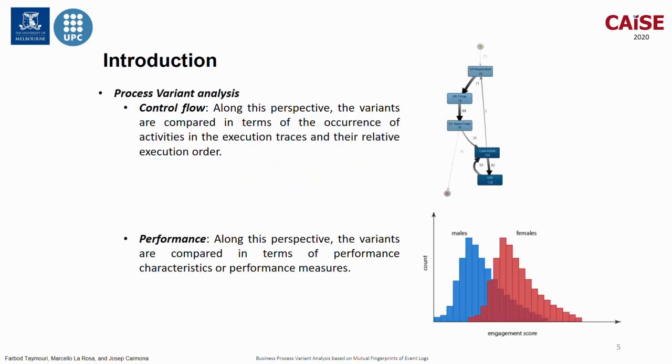In general, process variance analysis can be done from two perspectives, i.e., control flow and performance. In the former, one tries to understand the existing differences among the activities' control flow, whereas in the latter, performance attributes are compared. For example, one can compare the duration of an activity in each variant to understand which one is slower.